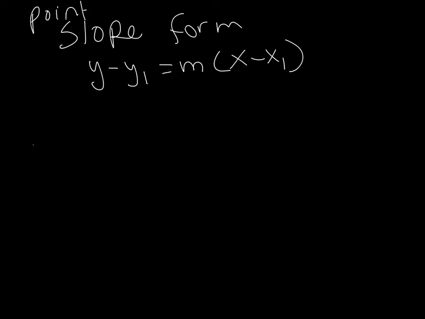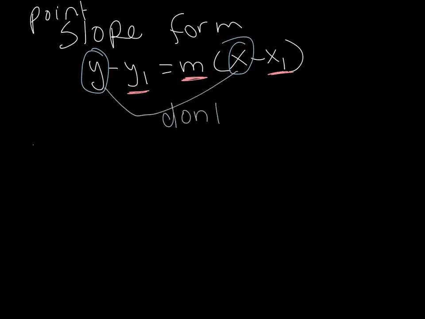Typically when we use this equation, we know three things. We know what m is, we know what x1 is, and we know what y1 is. The variables that do not change when you do this are y and x. Those stay the same. Okay, so don't substitute for them. Okay, so now let's go ahead and just look at a question.